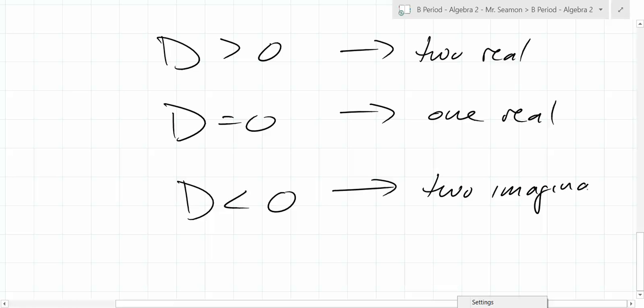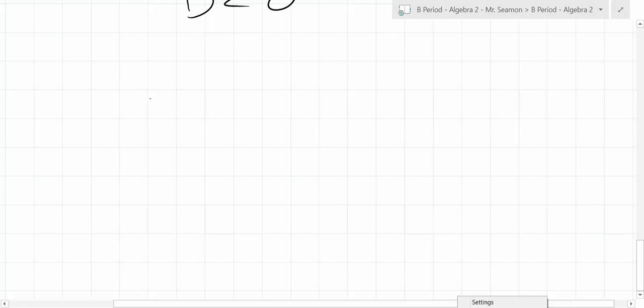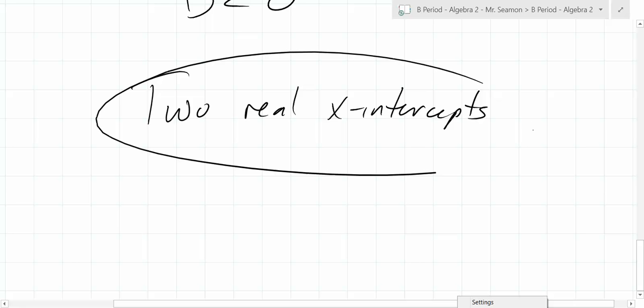So what is the discriminant in this case? 37. The discriminant is 37, which is a positive real number. So therefore, how many solutions are there? And are they real or imaginary? Real. And then it says, find the discriminant and use it to determine the number of x-intercepts. So how many x-intercepts? 2 real x-intercepts. Good. Does it ask you to graph this?